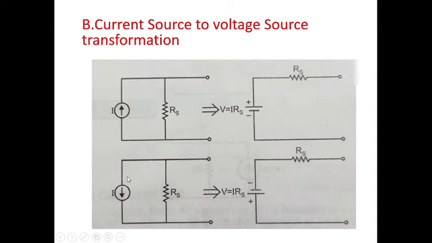Again here we can see the current is in the downward direction and the parallel resistance is replaced by a voltage source. Now you can see here it will be negative and here it is positive. So V is equal to again I into Rs with a series resistance.